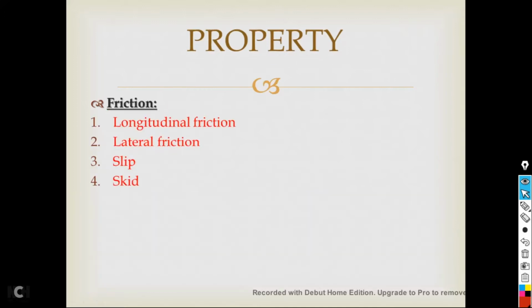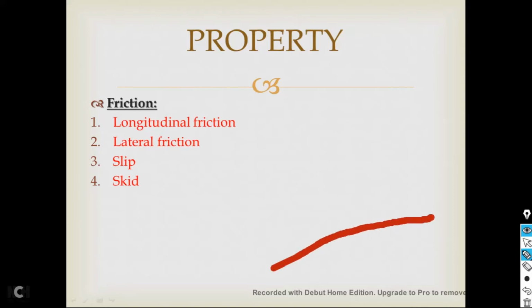Okay, so let's start the next property, friction. Friction: when a vehicle negotiates a horizontal curve, the lateral friction developed counteracts the centrifugal force and thus governs the safe operating speed. The first property is longitudinal friction. Now, what is longitudinal friction? Longitudinal friction is the factor which helps to resist the centrifugal force. Suppose, let me draw. Suppose this is a road and there is a car.